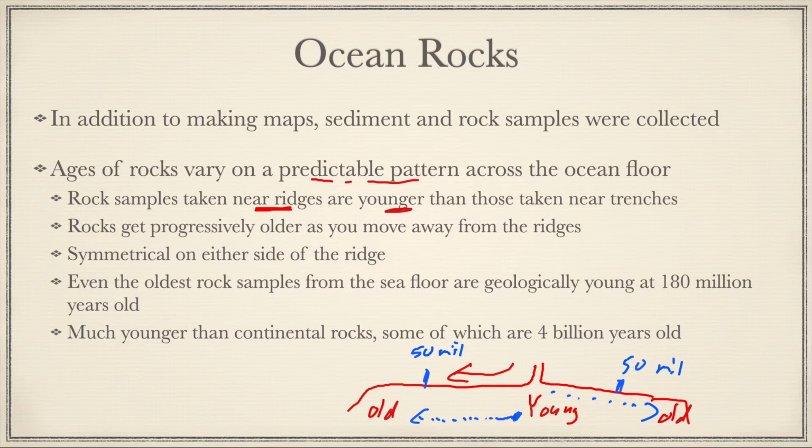And then even the oldest rock samples from the seafloor are geologically young at about 180 million years old. So the seafloor is not nearly as old as everybody thought it was. They thought it was ancient compared to the continental crust. Well, the oldest rocks in the ocean were about 180 million years old. Continental rocks are much older, some of those as old as 4 billion years. So some of the rocks that we found on the continents are as old as the planet, pretty much. So they've kind of been here since very early on. But the oceanic crust, again, is relatively young.